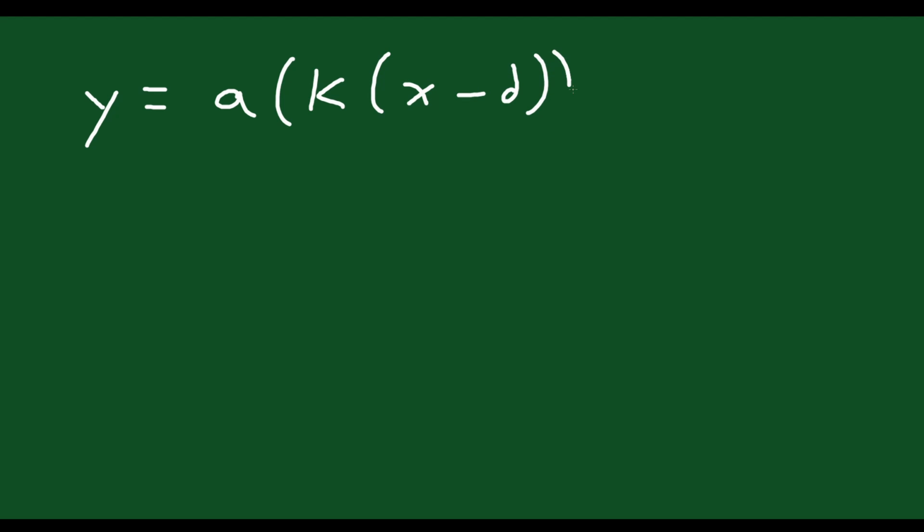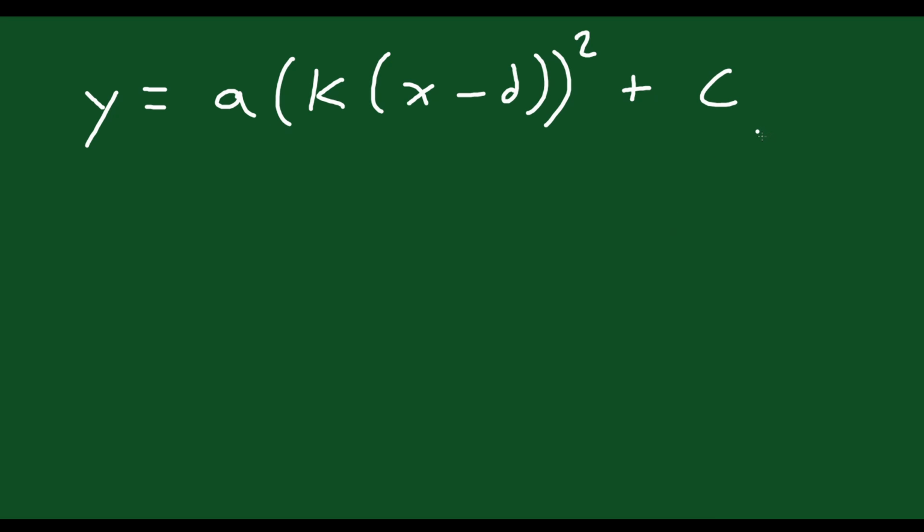Okay, let's talk about the general form now for these transformations, because I've given you a bunch of examples, but in general, what you can say is y equals a times k times x minus d squared plus c.